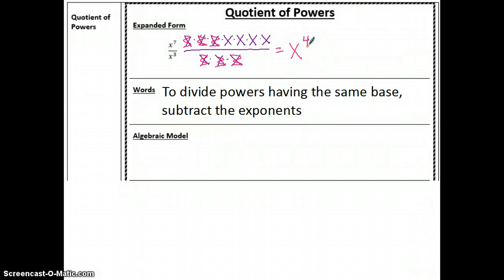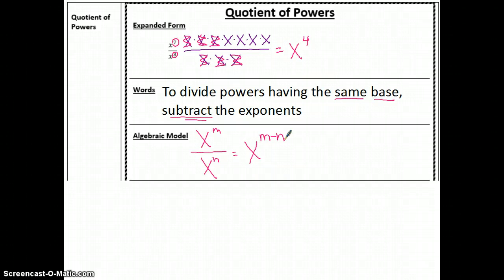You can see that is just taking 7 minus 3, as long as my base is the same. Remember, the base is the number that's being repeated. So in words, to divide powers having the same base, subtract the exponents. Algebraically, you can put it this way: I have x to the m divided by x to the n. That equals x to the m minus n.